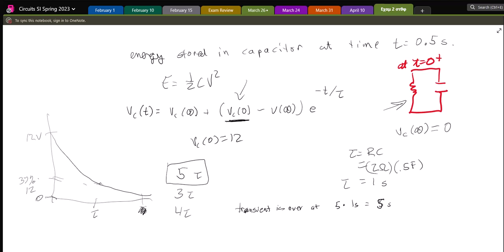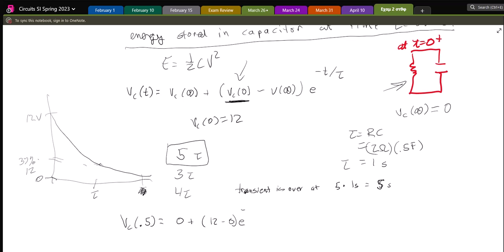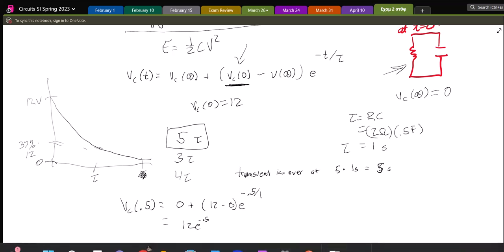Where was I going? I was trying to find the energy stored in the capacitor at time 0.5 seconds. So I have my time constant, I have VC of 0, I have VC at infinity. So I can now find VC at 0.5. VC at 0.5 is VC at infinity, which is 0, plus VC at 0, which is 12, minus VC at infinity, which is 0, times e to the minus the time I'm looking at, 0.5 seconds, over my time constant, which is 1, or 12e to the minus 0.5. Get a calculator.